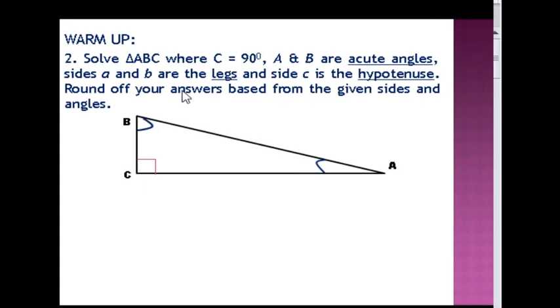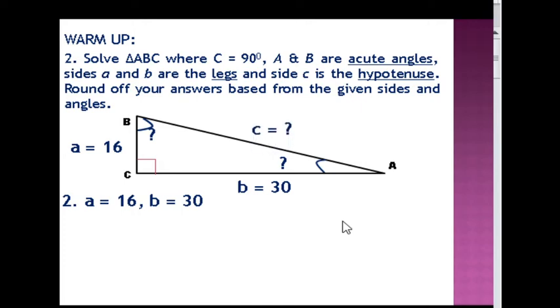Number 2. Solve triangle ABC where C is equal to 90 degrees. A and B are acute angles. Sides a and b are the lengths and side c is the hypotenuse. Round off your answers based on the given sides and angles. Side a is 16. Side b is 30. Angle A is unknown. Angle B is unknown.